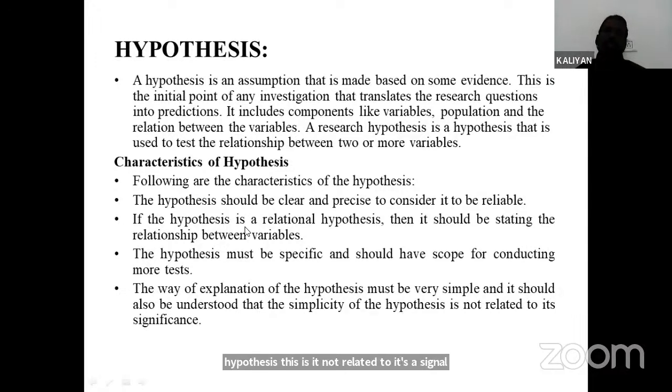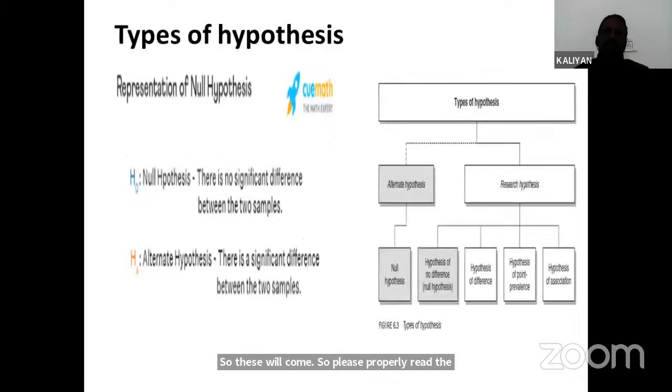The question will come: please find the characteristics of a hypothesis. They will give three characteristics of a hypothesis and three different ones, and ask you to select which is correct, A, B, C, or A, D. So please read the characteristics of the hypothesis properly. And next, types of hypothesis.